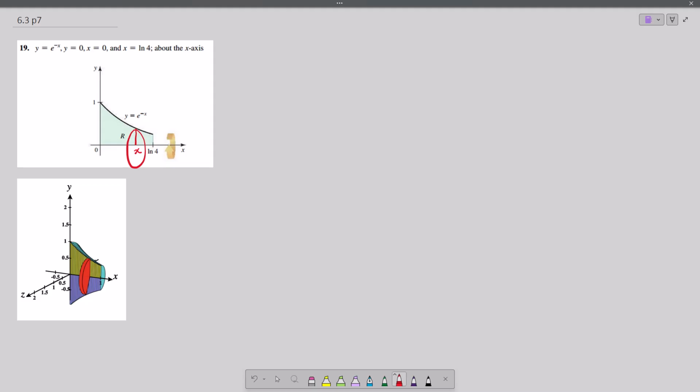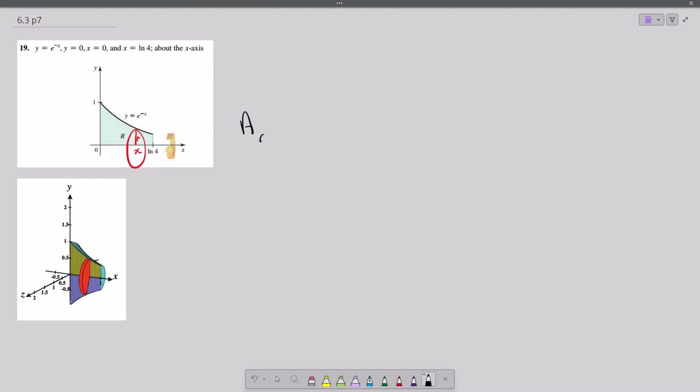All right? And the radius of this is right there. That's the radius of the disk. The radius of the disk is given by the function. That's what the function is going to measure. So that function, e to the negative x, is measuring the radius.